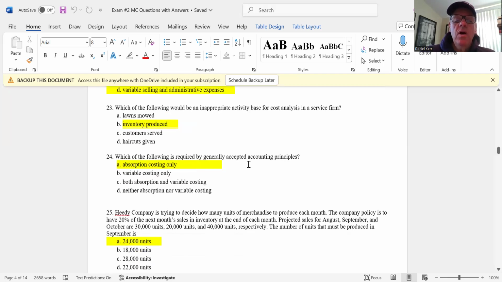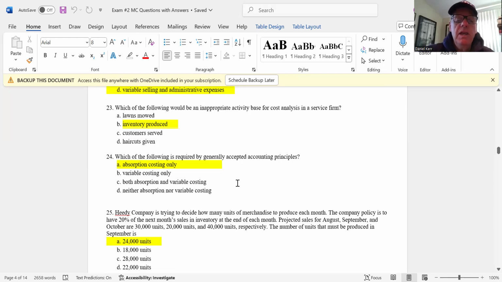Which of the following is required by generally accepted accounting? Generally accepted accounting principles requires us to use absorption costing. So under GAAP, the ending inventory cost must include an allocation of fixed costs. Just remember, this is a course of managerial accounting, so we're preparing reports for management to make decisions.